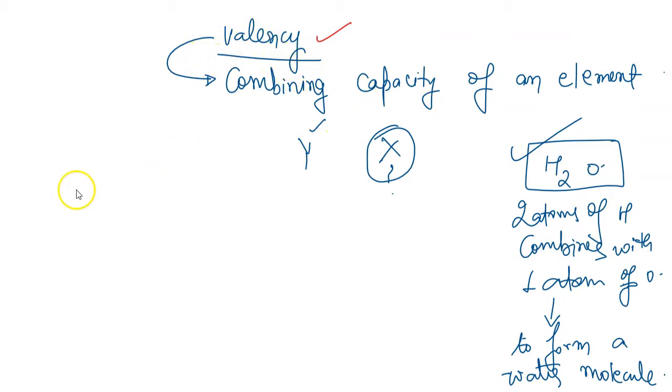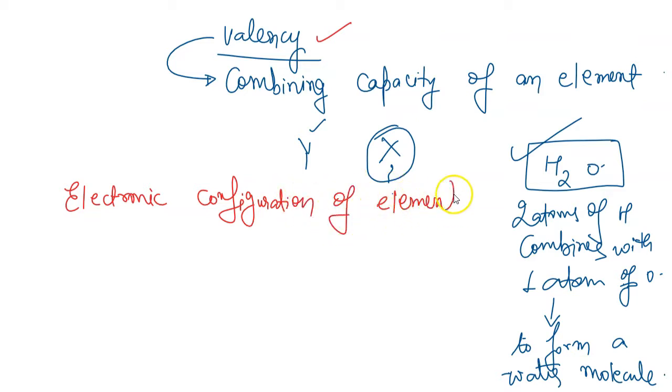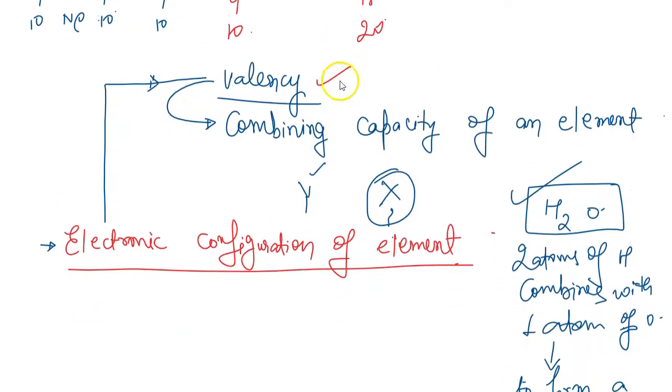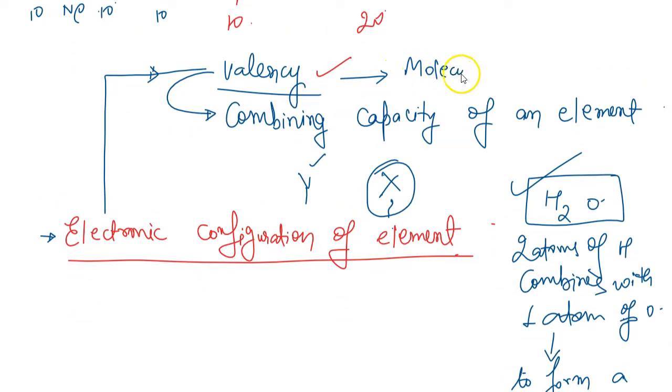The idea is very simple. We use the electronic configuration of an element. To understand electronic configuration, let us do one thing. In the next session, we will start with electronic configuration, and then using that electronic configuration only, we determine the valency of an element. And once we know the valency, then we can find out the molecular formula. So this will be the objective for our next class.